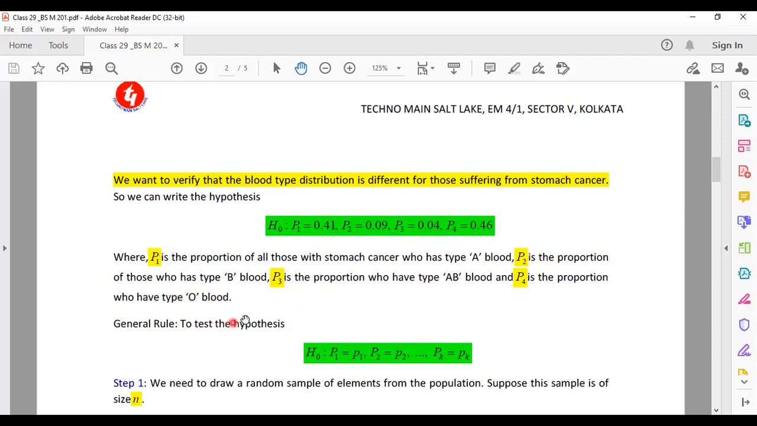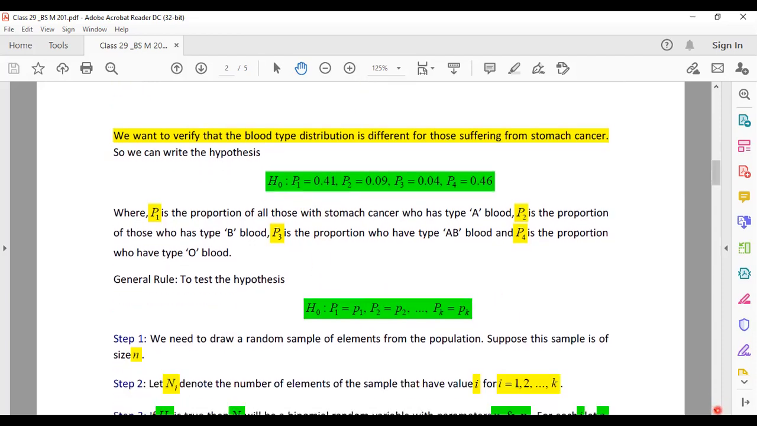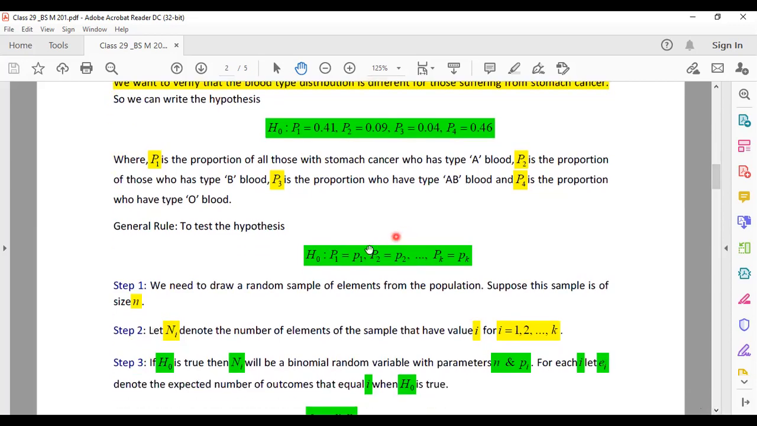There is a general rule to test the null hypothesis. This is a specific case, according to our situation. But in general, if I consider there are k observations, the null hypothesis will take the following form. Here we have 4 observations, so 4 probabilities. Here there are k observations, so k probabilities. Step number 1: we need to draw a random sample of elements from the population. Suppose this sample is of size n.